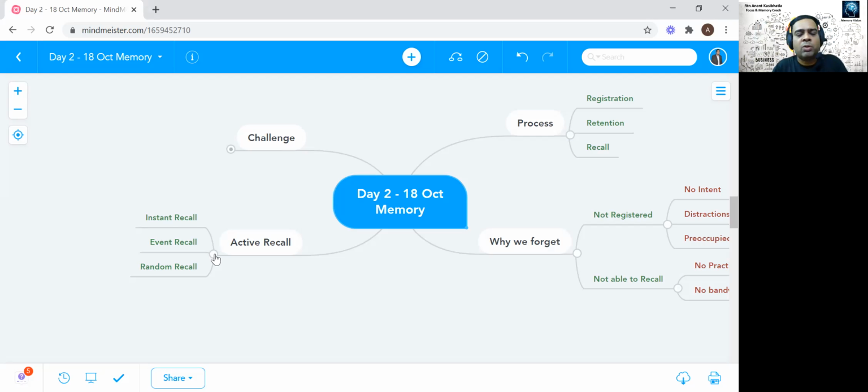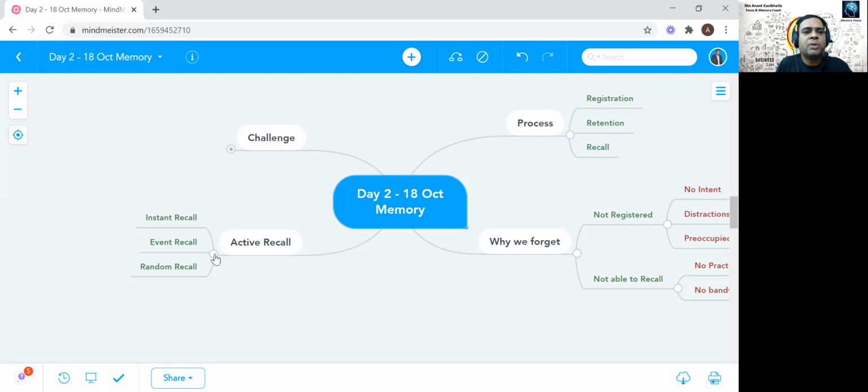Now, what's an event recall? Event recall is very simple. We have a lot of events which are happening in our life every single day. An event can be as simple as a 5-minute video which you're seeing right now, it's an event. Or you go to a restaurant for a meal along with the family, that's an event.